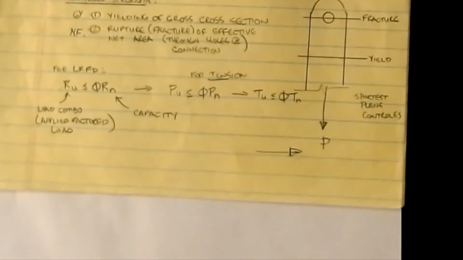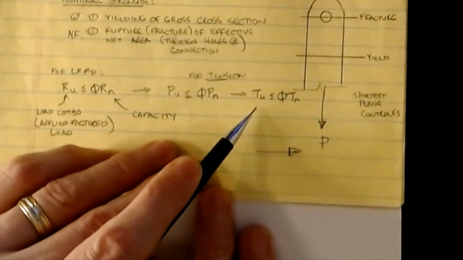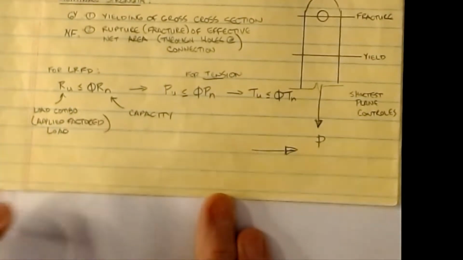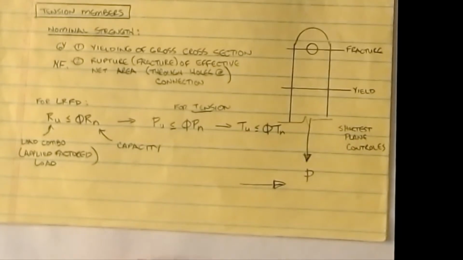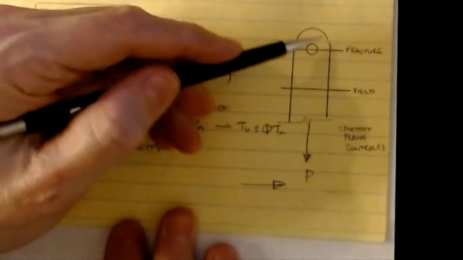Okay, and so for tension, you'll see it written a lot of different ways. Sometimes they use a P, sometimes they use a T, but you'll notice this equation is exactly the same as the general LRFD equation. Okay, so let's consider a tension member that's being bolted to another member. And so I've got it drawn out like this.